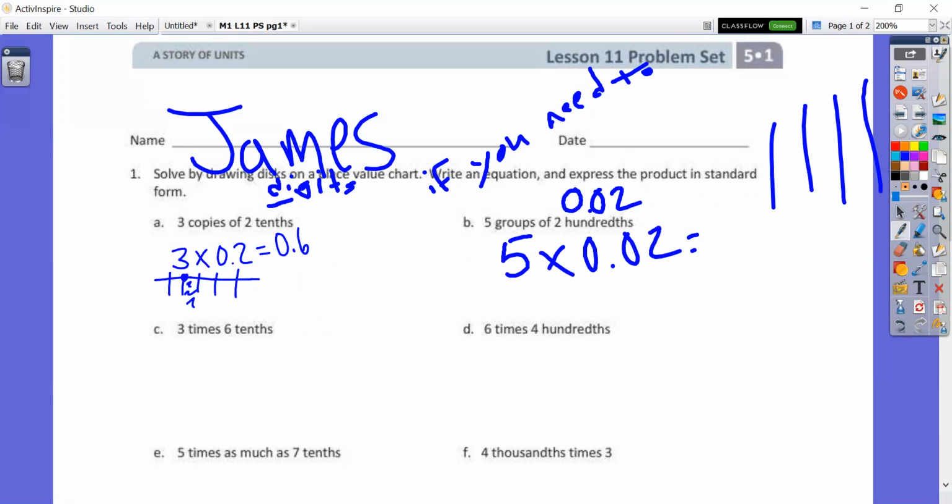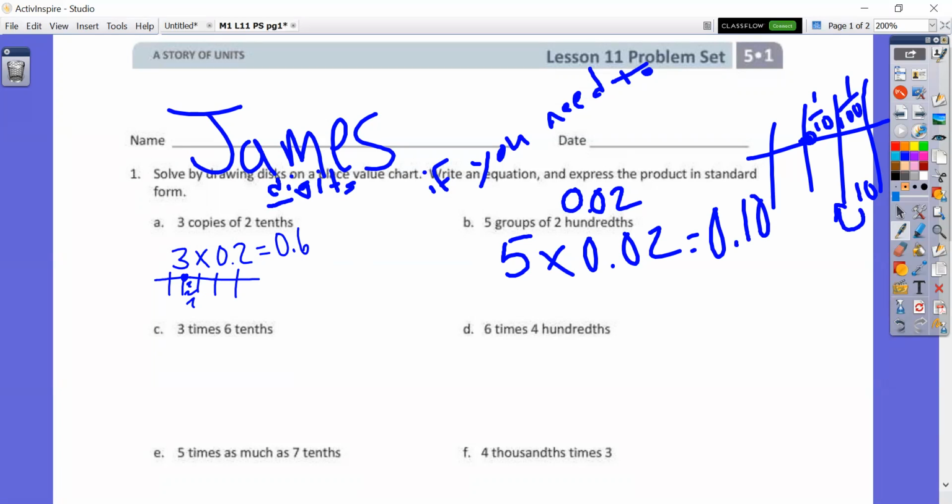Okay, I'm just going to draw a place value chart right here to help me visualize. Tenths, hundredths. And if I had 10 in this place, it's going to look like 0.10 because we need to regroup that one. Great job.